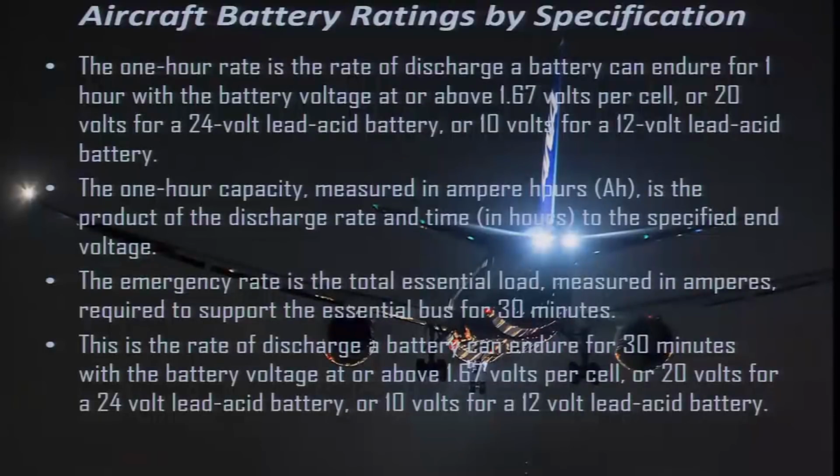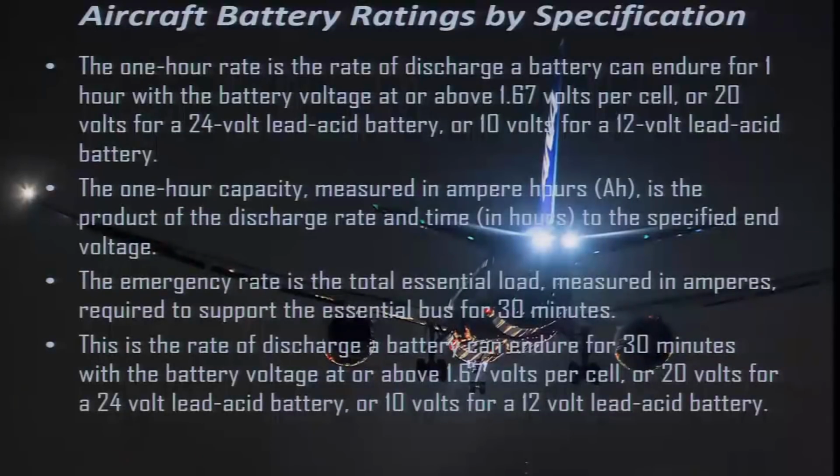Aircraft battery ratings by specification. The 1 hour rate is the rate of discharge a battery can endure for 1 hour with the battery voltage at or above 1.67 volts per cell, or 20 volts for a 24 volt lead acid battery, or 10 volts for a 12 volt lead acid battery.